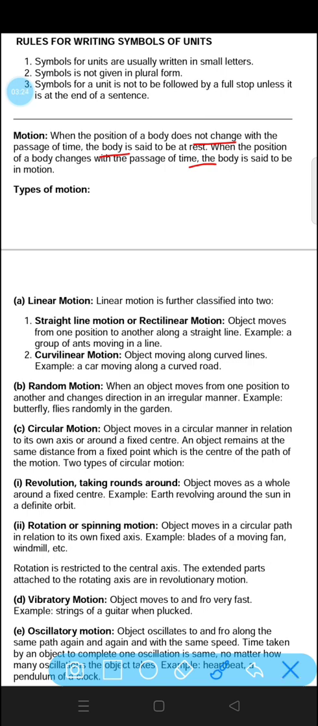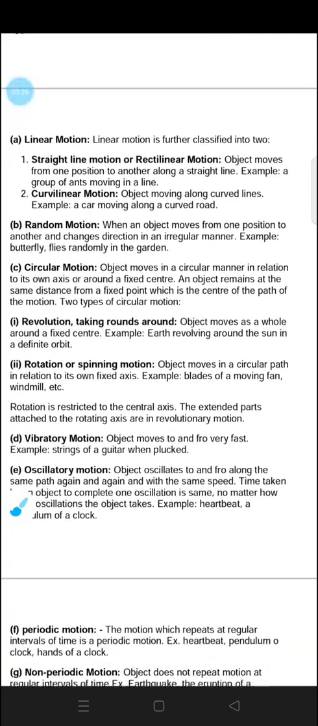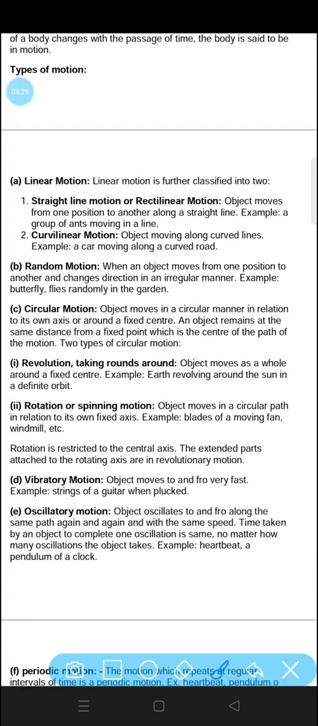Now let's talk about the different types of motion. The different types of motion are linear motion. Linear motion is further classified into two types: straight linear motion or rectilinear motion. If you are moving in a straight line, it is called rectilinear motion, or curvilinear motion, movement along a curved line. If you are moving in a curved line, that is called curvilinear motion. For example, a car moving along a curved road.